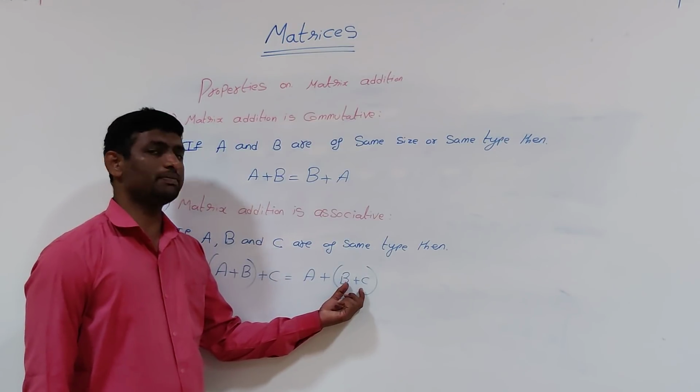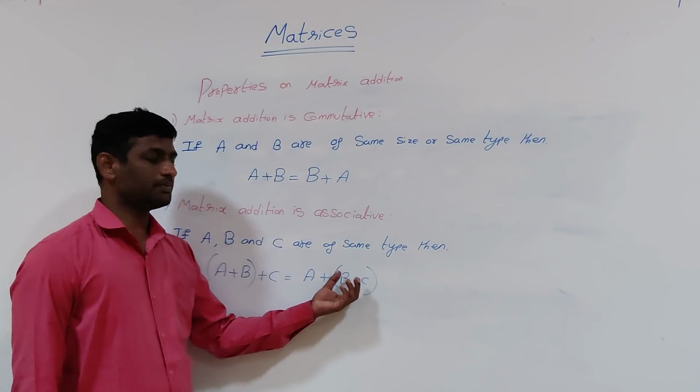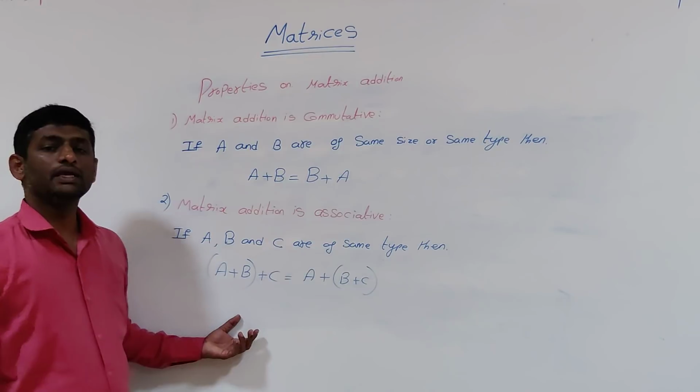Means if you add B plus C, you will get a new matrix. That matrix will be of the same type, and it is added with matrix A. So these two matrices will be equal.